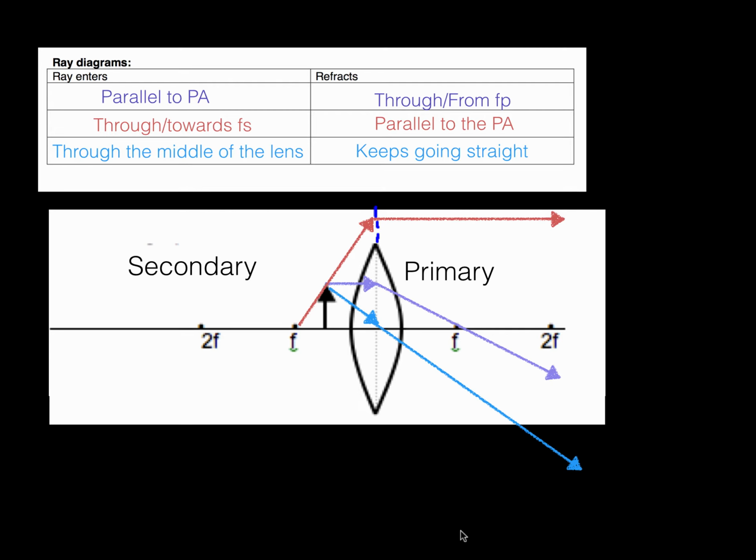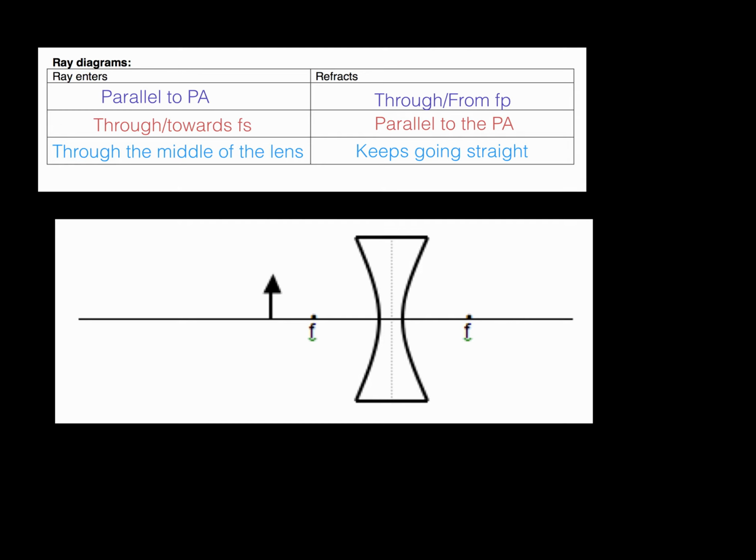We can see on the real side of the lens, the lines will never meet. They're diverging. But if we follow the lines back, we find a point of intersection on the virtual side of the lens. We draw our image at the point of intersection, and we see that our image is LUV, larger, upright, and virtual. Here's our final example.